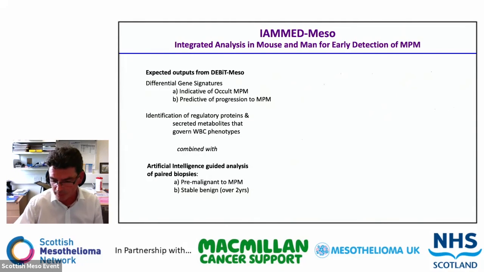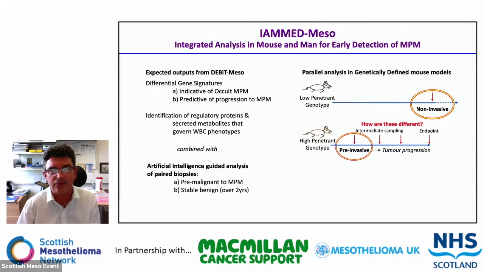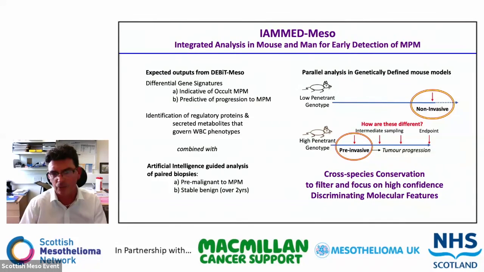period. And ultimately, we're going to combine that with parallel analysis in our genetically engineered mouse models, where the key question here is, in mice that are destined to get mesothelioma, where we know that if we leave them long enough, they will get meso, we can go back and sample their disease progression early and look at pre-invasive disease states. Can we distinguish molecular features that separate that pre-invasive disease state from non-invasive disease in an animal that's at very low risk from developing mesothelioma? And it is through the cross-species conservation that we hope to filter and focus on high confidence discriminating molecular features for better diagnosis of mesothelioma.